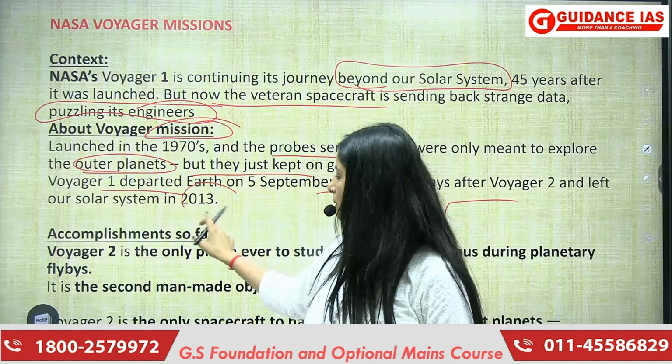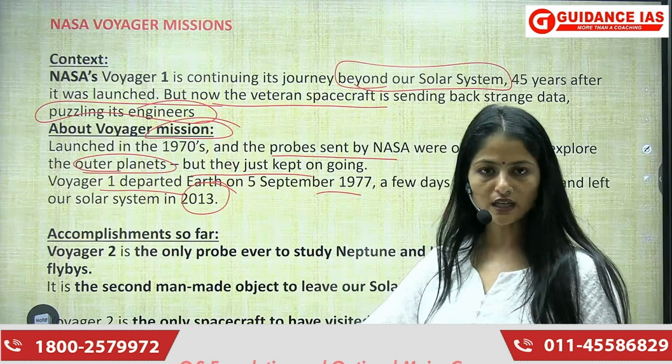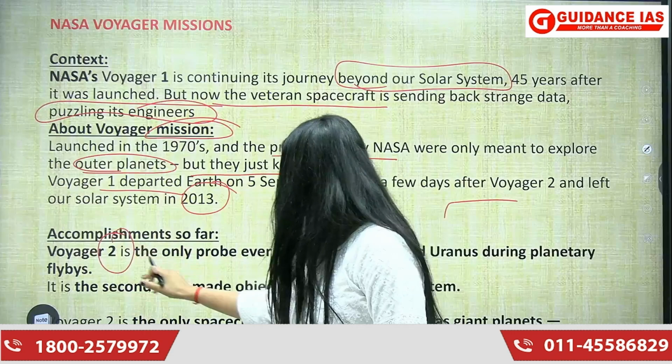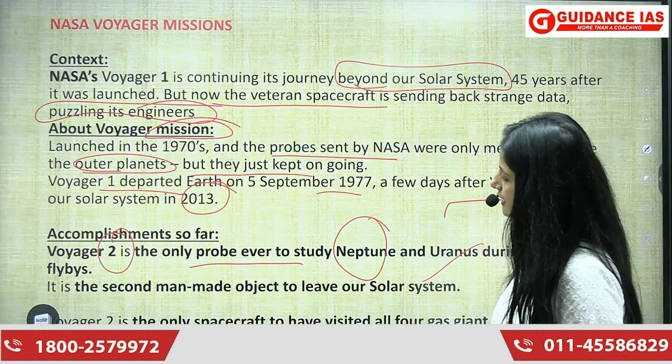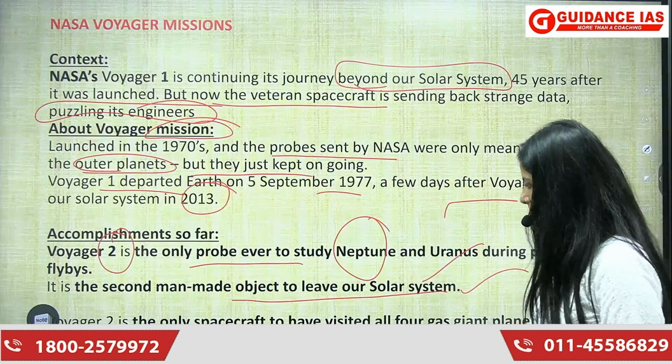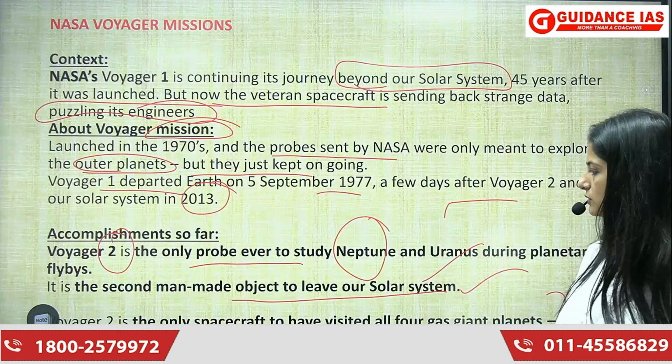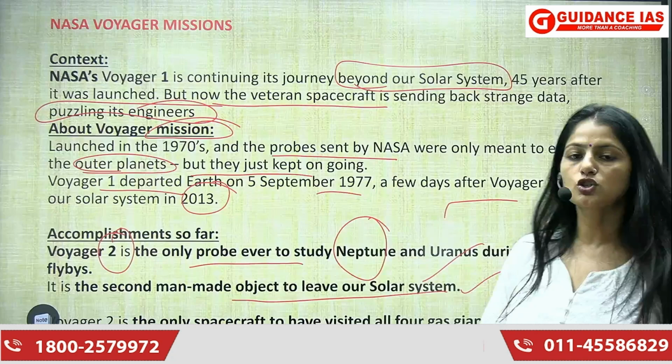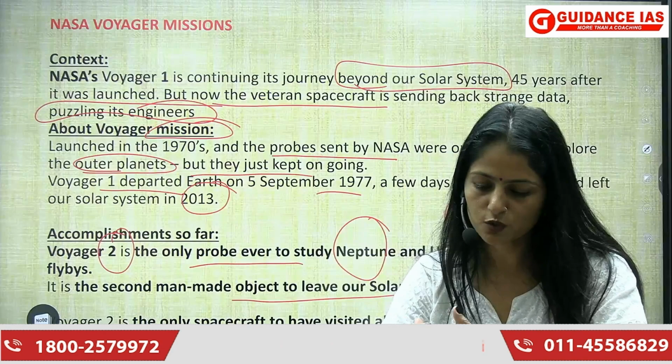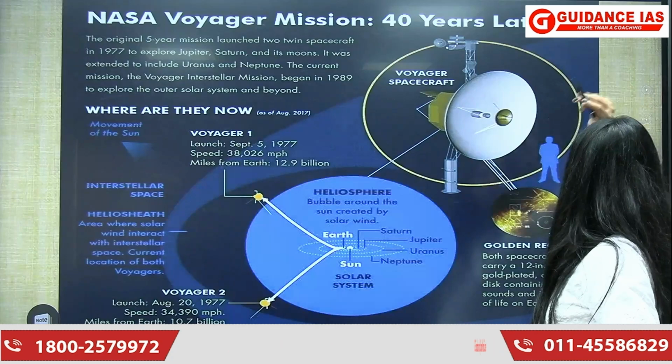What were the accomplishments jo ab tak achieve kari hai NASA Voyager mission ne? So Voyager 2 is the only probe ever to study Neptune and Uranus during planetary flybys, and it is the second man-made object to leave our solar system. I want all of you to have a look at a picture, but before that, Voyager 2 is the only spacecraft, you must remember, to have visited all four gas giant planets, which are Jupiter se jo start hote hain, Jupiter, Saturn, Uranus, Neptune. See this, we have done 1977, hum ye kar chuke hain.